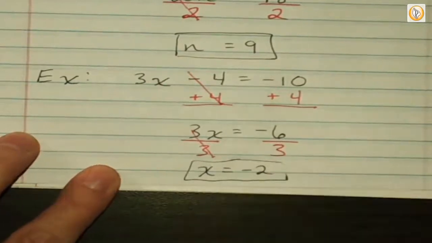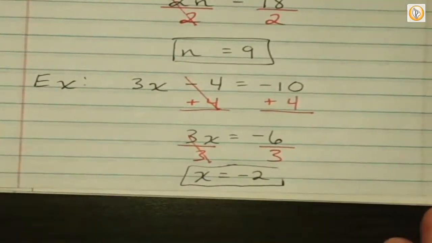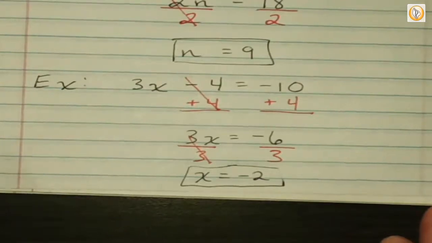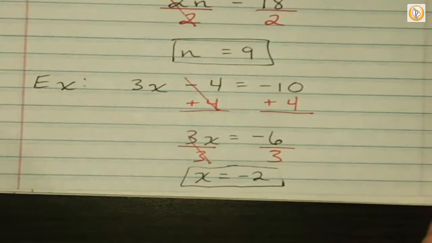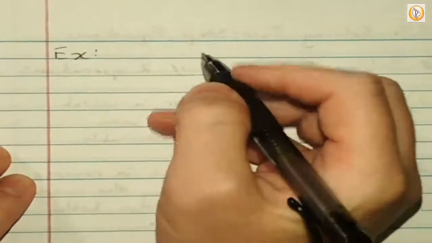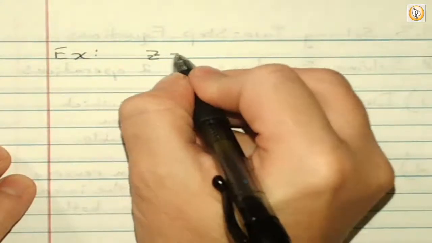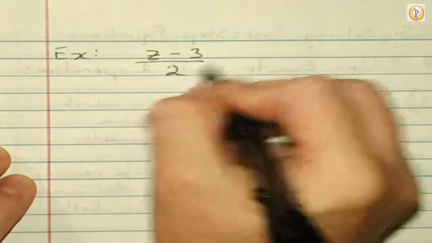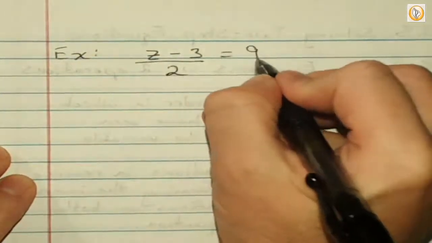Perfection. Okay, I'm starting it. I can see that. Ooh, I'm about to shake your brains in just a second. Are there any questions about this? Does everyone have it down? All right. Example: z minus 3 divided by 2 equals 9.